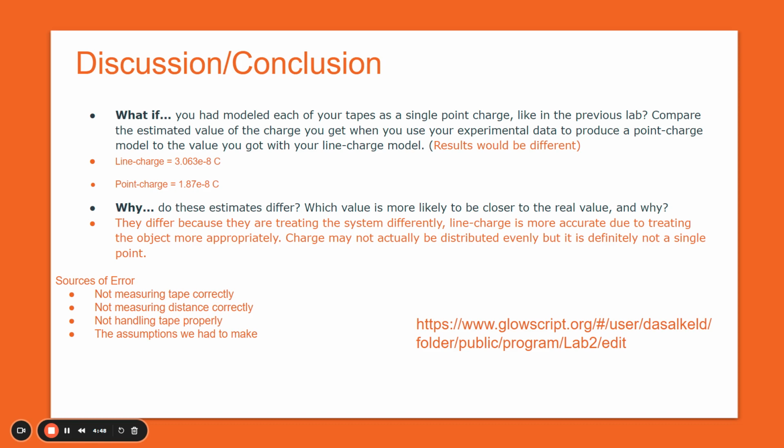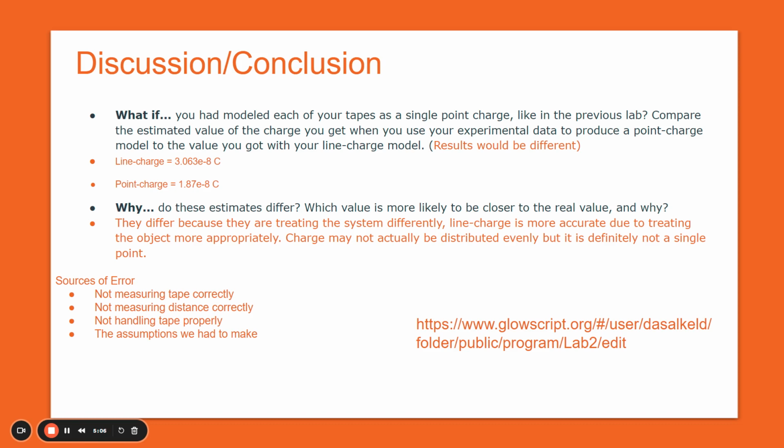And essentially, why do these estimates differ? They differ because we're treating the system differently. We're treating it more accurately. In real life, a tape will not have a single charge. It will be distributed because it's a long object. Now, it may not be distributed evenly, but it will be distributed.